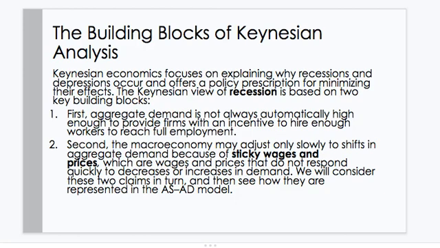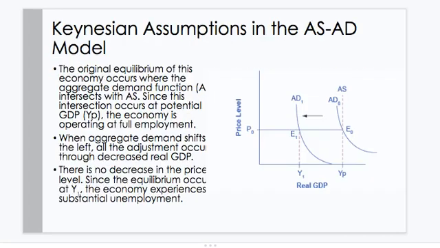The Keynesian view of recession is based on 2 key building blocks. First, aggregate demand is not always automatically high enough to provide firms with an incentive to hire workers to reach full employment. Second, the macroeconomy may adjust only slowly to shifts in aggregate demand because of sticky wages and prices, which are wages and prices that do not respond quickly to decreases or increases in demand. We'll consider these 2 claims in turn and see how they are represented in our ASAD model.